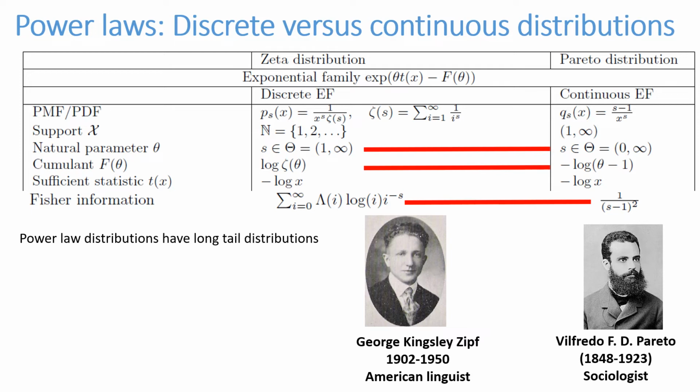Similarly, the Fisher information of the Pareto distribution has a simple expression, but the Fisher information for the zeta distribution is much more complex, as we have seen. Both distributions are maximum entropy distributions, but the Pareto distributions are obtained with respect to maximization of the differential entropy.